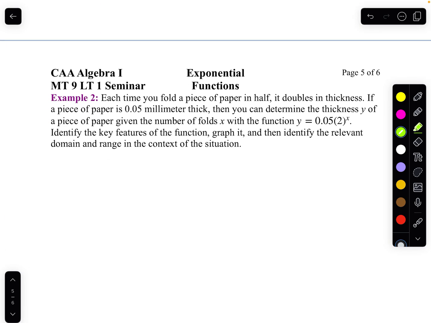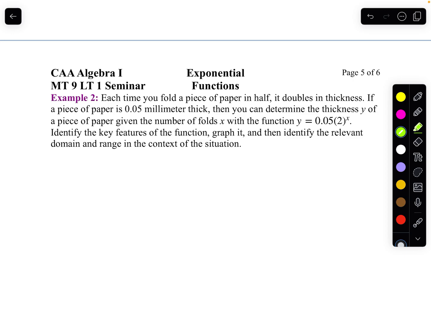So let's take a look at example 2. It says each time you fold a piece of paper in half, it doubles in thickness. If the piece of paper was 0.05 millimeters thick, then you can determine the thickness of the paper given the number of folds with this function: y equals 0.05 times 2 to the x power. I want to identify the key features of this function. I want to graph it. And I want to identify the relevant domain and range in the context of the situation.